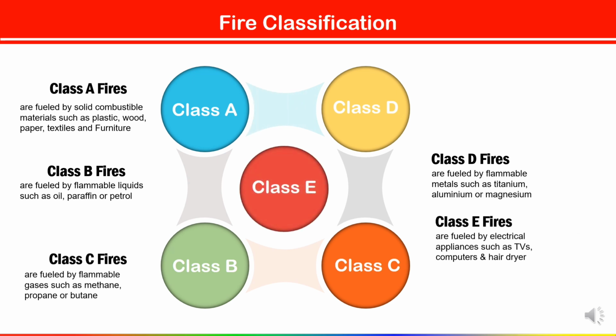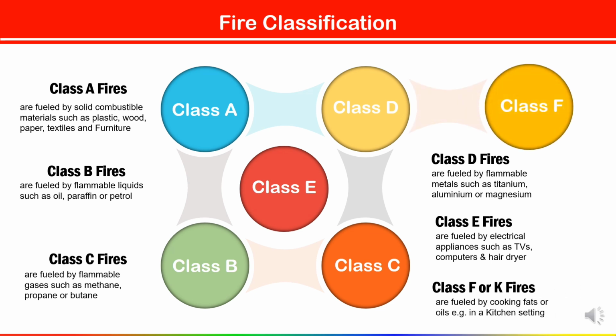Then we have class E fire. Class E fires are fueled by electrical appliances such as TVs, computers and hair dryers. If I give you an example, suppose there is a fire in an electrical panel in a building, it is the best example of a class E fire. Even a computer server room fire is considered a class E fire. So there are lots of examples.